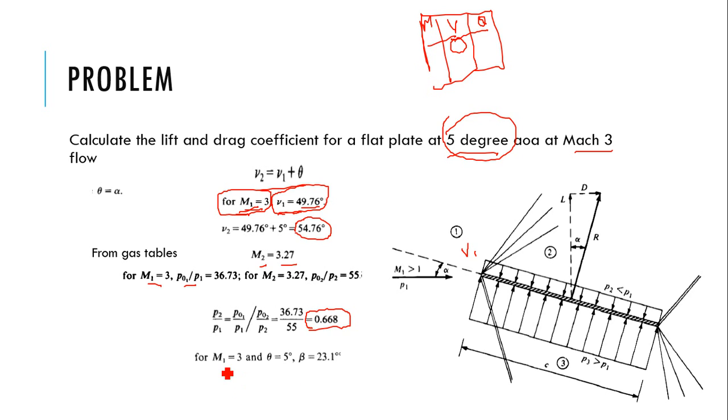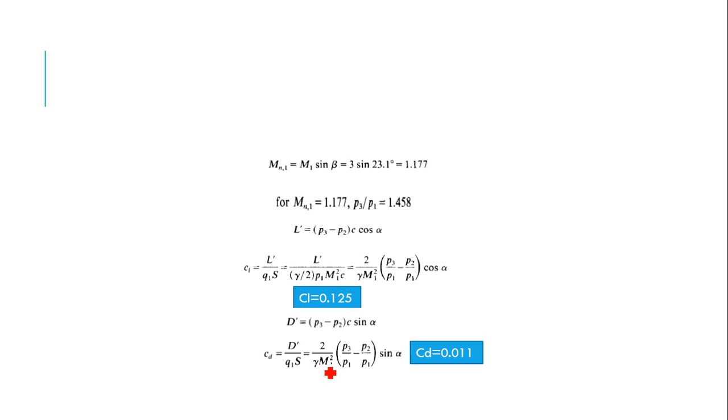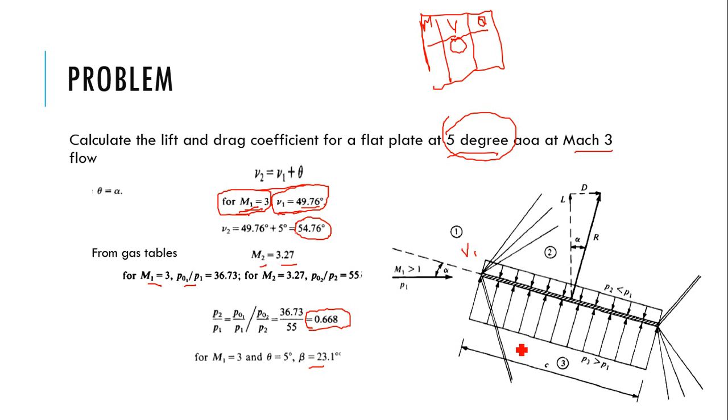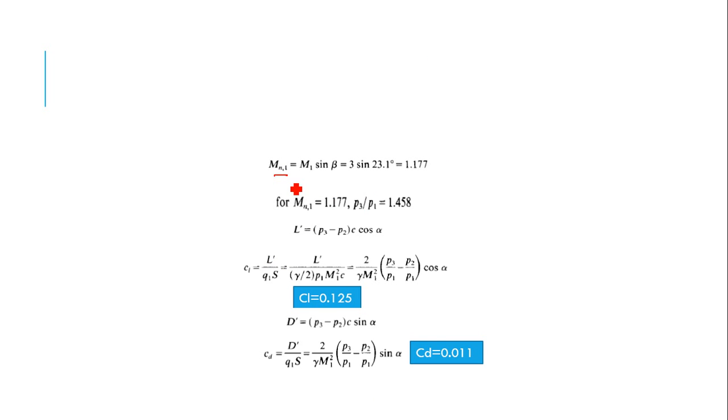For M equal to 3 and theta equal to 5, we have beta as 23.1. We know the formula Mn1 equal to M1 into sine beta. This is from oblique shock, because here we have the oblique shock on the lower surface. Here also the Mach number is M1 only. With this formula in oblique shock we find beta, substitute it here and find Mn1. The value will be 1.177.